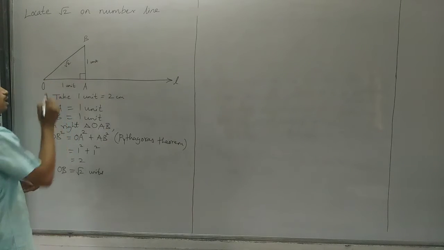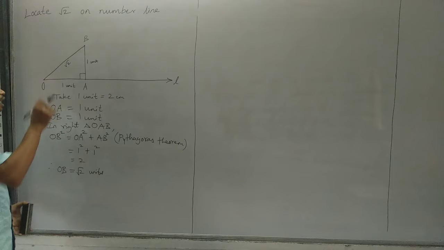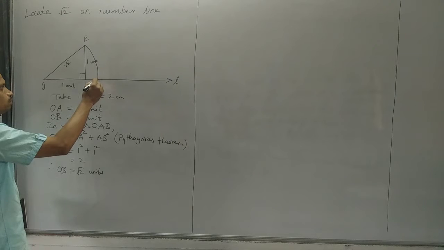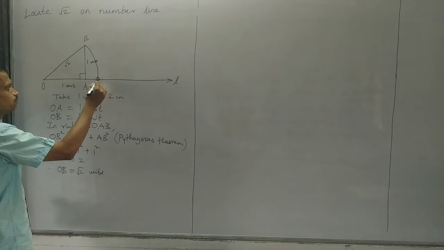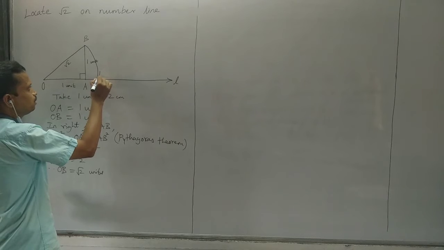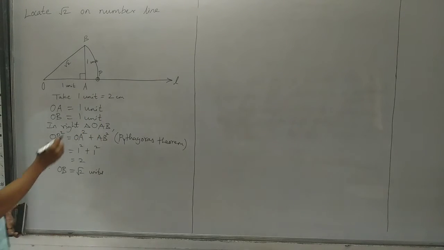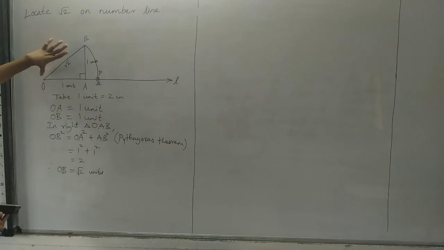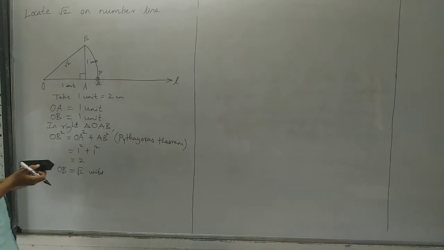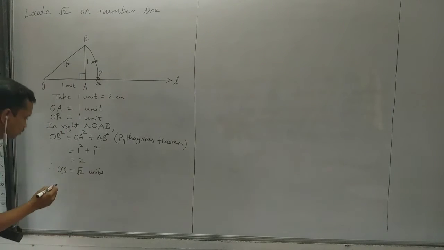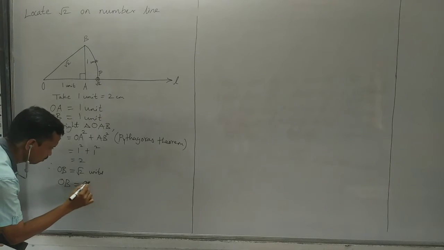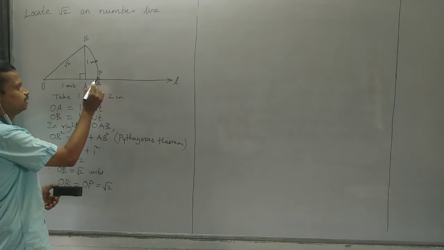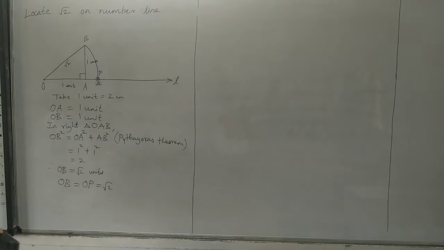And keeping the compass pointer at O and radius OB, you draw an arc. Draw the arc and it will meet the number line here. Let this point be P. Now OB and OP are both equal, so that is root 2 units. So on this number line, this point P is the location of root 2.